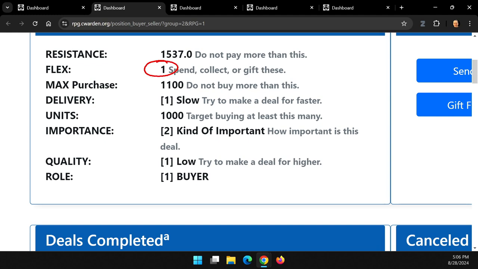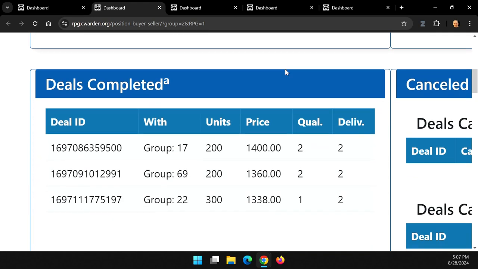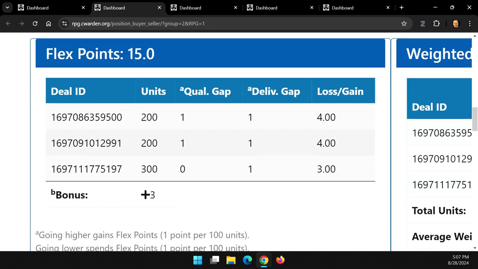So that means before this group began, they spent their dice roll points and they distributed them to these different things such as resistance, such as quality, such as delivery speed. And for flex, they chose one. Okay, that's all right. There's no rule about how many it should be or how many it shouldn't be when you begin. However, the goal is, of course, to try to get flex points up, because it will influence your final grade or your final score in the RPG. Okay, let's go ahead and look at how we can make more or lose flex points.